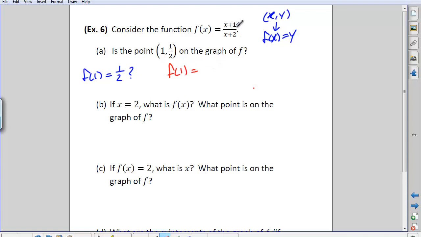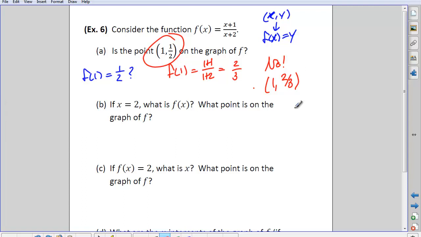So that's 1 plus 1 over 1 plus 2, and we get 2 over 3. Now is 2 over 3 equal to 1/2? Of course not, okay? So since f of 1 is 2/3, then no, this point is not on the graph of f. So we say no. What point actually is? Well, if the x value is 1, then that y value must be 2/3 for it to be a point on that graph.